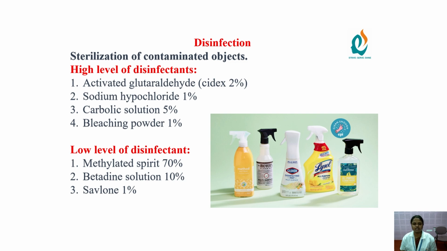High-level disinfectants are activated glutaraldehyde, that is Cidex 2%, sodium hypochlorite 1%, carbolic solution 5%, and bleaching powder 1%. Moving on to low-level disinfectants, that include methylated spirit 70%, Betadine solution 10% and Savlon 1%.